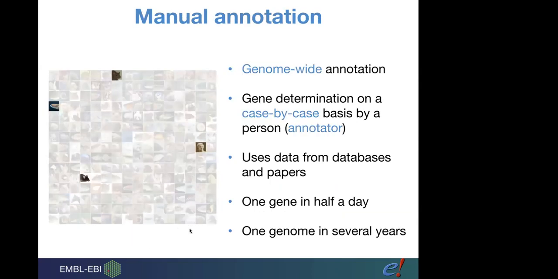Then we have manual annotation. This is the Havana annotation, and it's also genome-wide gene prediction on a case-by-case basis. It's done by a person, an annotator who moves along the genome utilizing the different types of data, including databases and papers. So it is more laborious. It takes about half a day to annotate a gene, and it might take up to several years to annotate a genome. This is why currently it's only done for human and mouse, and then for some difficult regions, it's also done for rat and zebrafish.